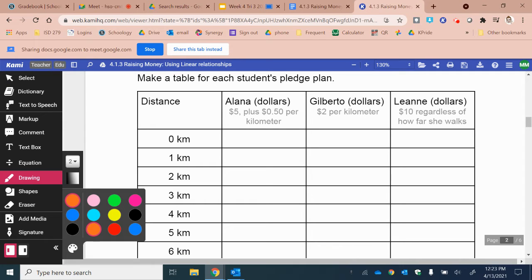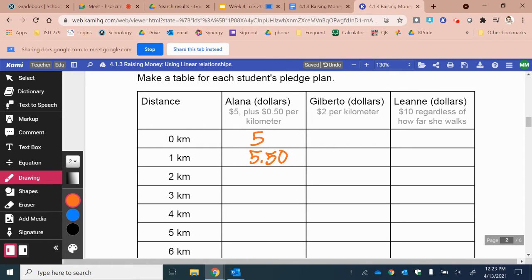So for Alana, she gets $5 plus 50 cents for every kilometer. So at 0 kilometers, she gets $5. But at 1 kilometer, she's got that $5 plus 50 cents because she actually walked a kilometer now. So she's got $5.50 as her total now. And then at 2 kilometers, she's got $6 because she's got $5 plus 50 cents per kilometer. So 5 plus 2 times the 50 cents.